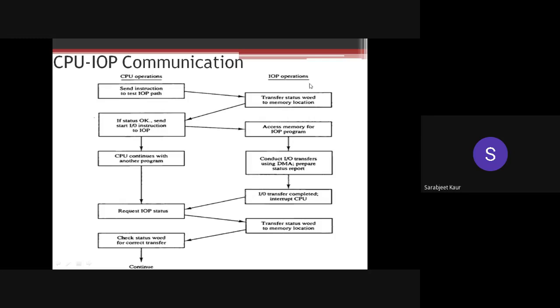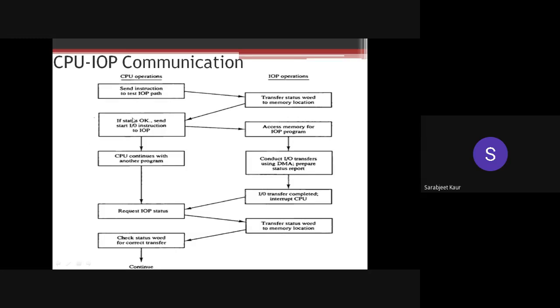So what does the IOP do? Just like the interface register of an IO device, the IOP also has status words which tell the CPU what the status of the IOP is, whether it is free, whether it is working right, whether there is some problem with some IO device, things like that. So that status word is transferred to the CPU. If the status is okay, the CPU sends the start IO instruction to the IOP. Okay, it sends this instruction that you start the IO.